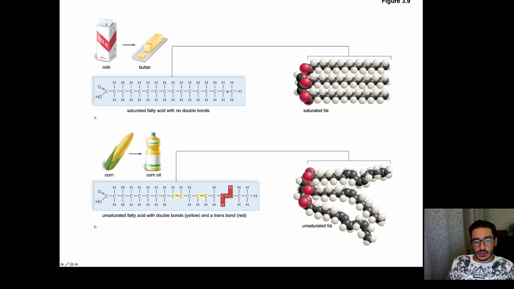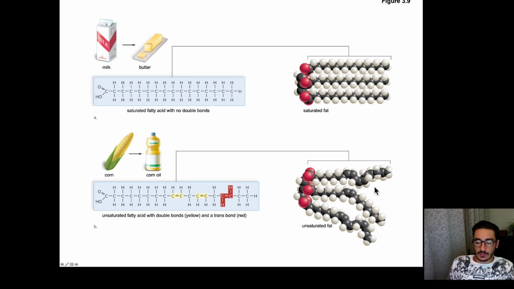If you have saturated bonds, it means you have just one covalent bond between those carbons, and this is just an example of a fat molecule. And unsaturated fats have double bonds. When you have unsaturated bonds, those tails are going to have a kink, right? So you have some space between those tails of the fatty acid chains.